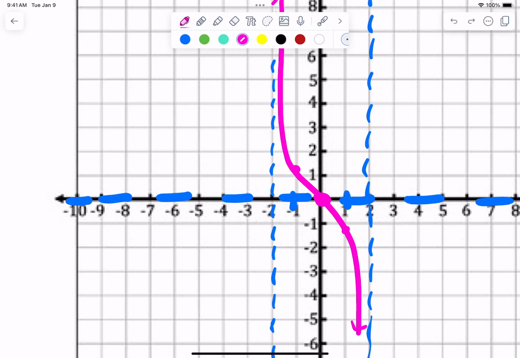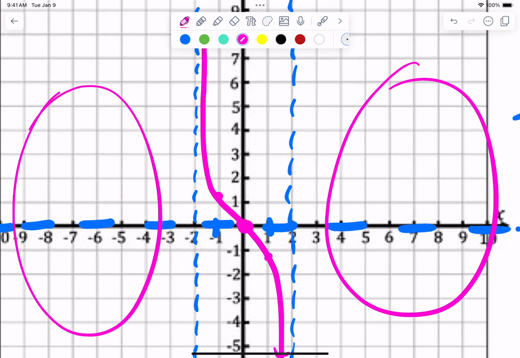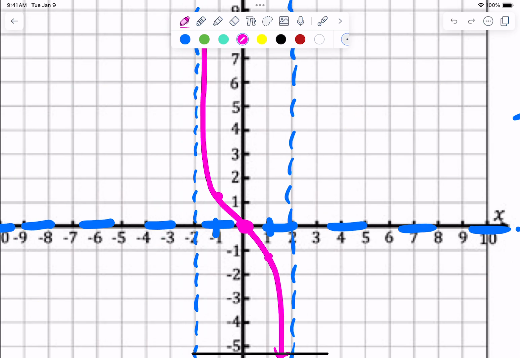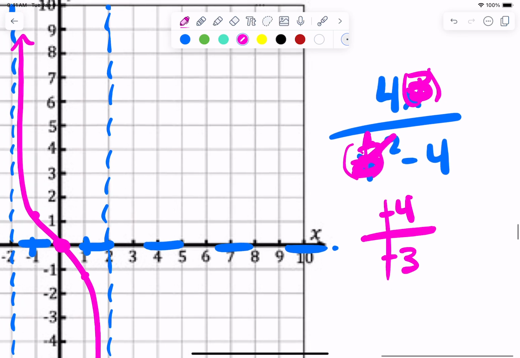Why are we going to find out? Because we've got to figure out what's going on in this quadrant. We don't care. Yeah, we do. No, we don't. We don't even have the rest of it graphed. Okay, I'm going to plug in 3 to see what he's doing. So he is 12 over 5. If you plug in 3, it's 12 over 9 minus 4, which is 12 over 5, which is 2.4.